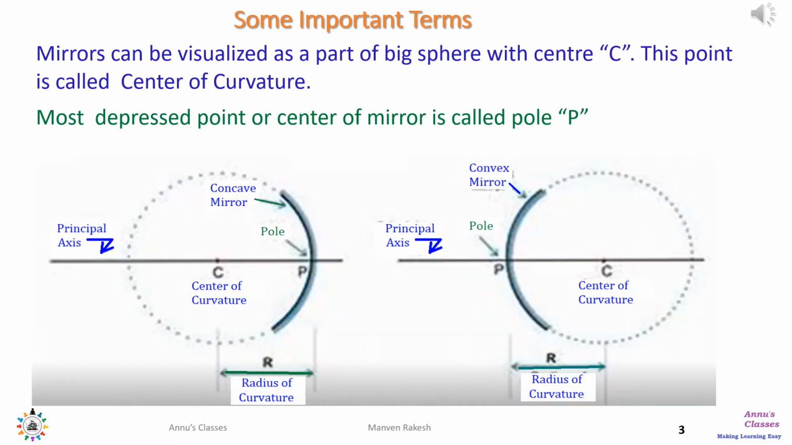Such mirrors can be visualized as a part of a big sphere with center C. This point is called the center of curvature. As shown in the figure, the most depressed point, or center of the mirror, is called the pole P. The principal axis is a line joining the center of curvature and the pole, and the distance between the pole and the center of curvature is called the radius of curvature.